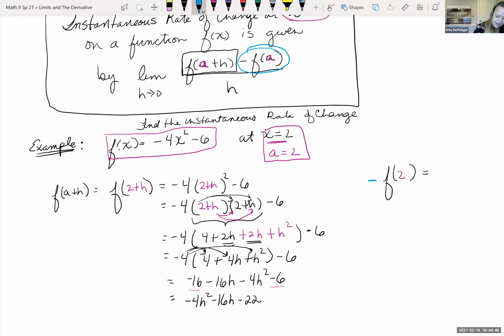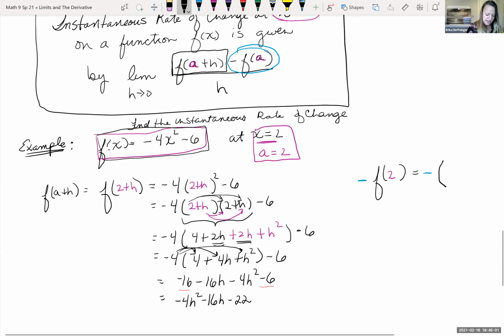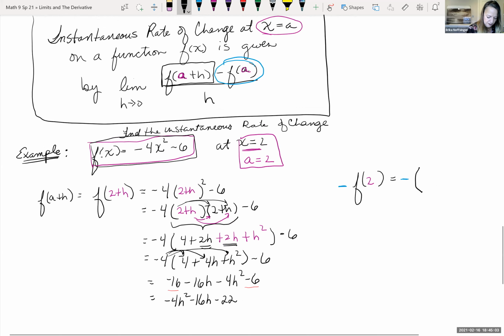I'm going to have this negative out here. I'm going to have parentheses. And now let's go in, and wherever we see an x in this f of x function, we're going to put a parentheses and then replace it with 2. So I have negative 4. I see an x here, so let's put parentheses, quantity squared, and then a minus 6.